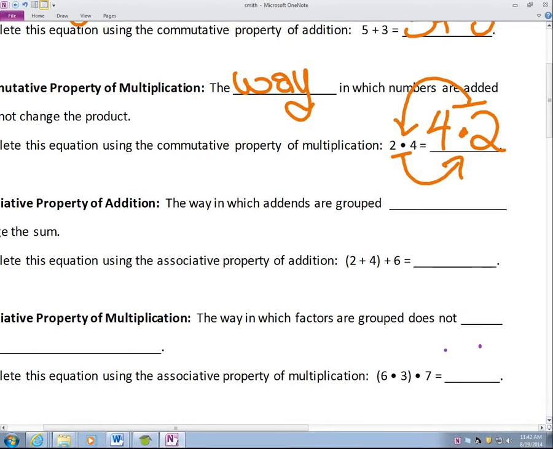The associative property of addition. The way in which addends, see that word there, addends? That just means things that are put together. It's a shorter way to say things put together, addends. Addends are grouped, does not change the sum as well. Or if you're down with contractions, doesn't.